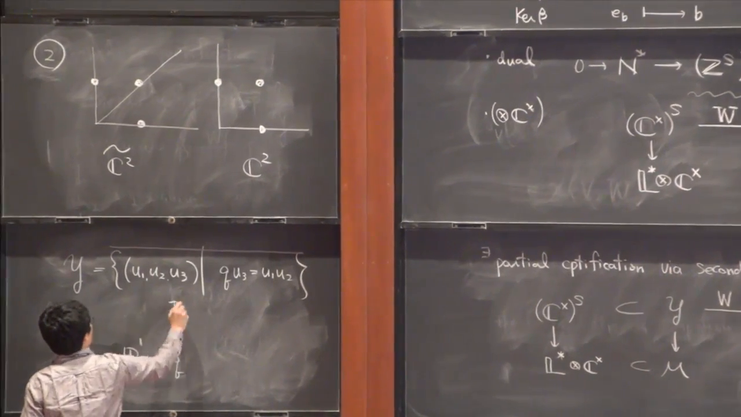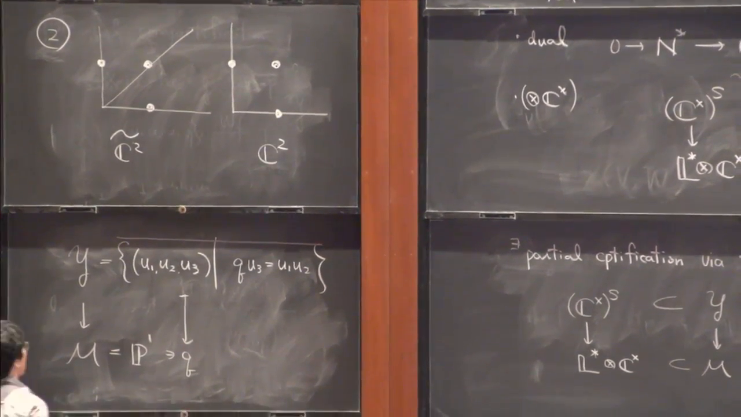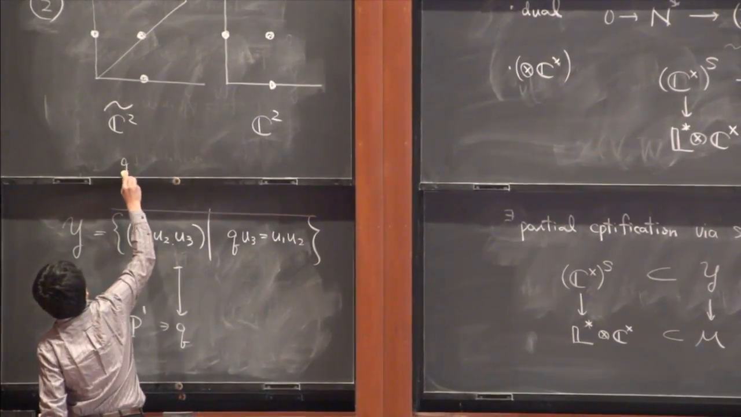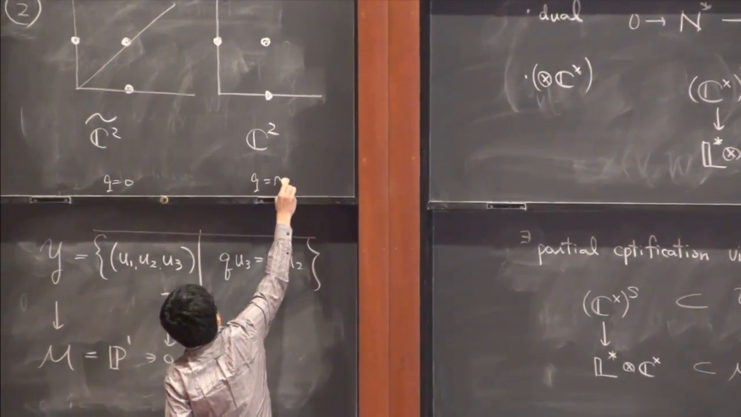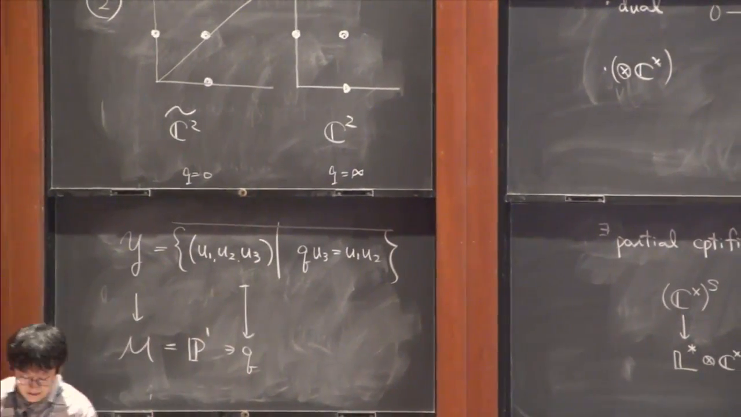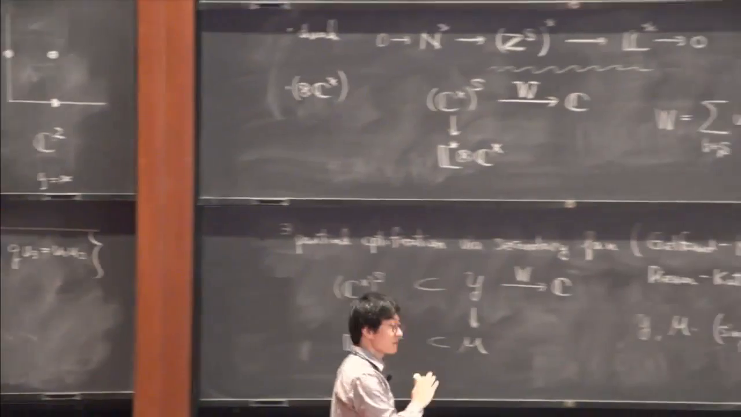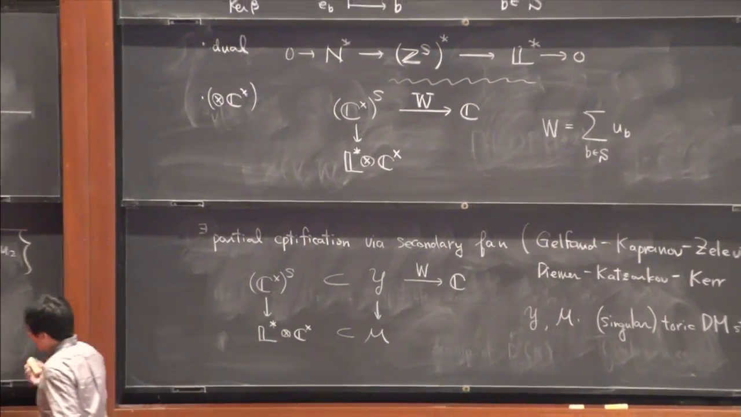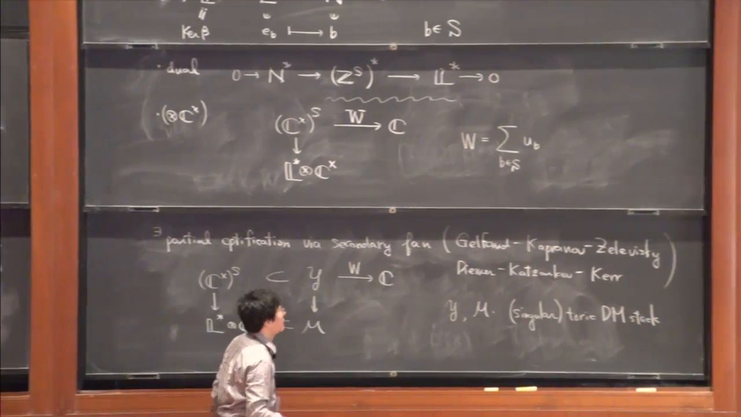So this maps to this. This is a chart near Q equals 0, and this is a chart near Q equals infinity. So these two are examples of this construction. In general it is much more complicated, but essentially this kind of thing.